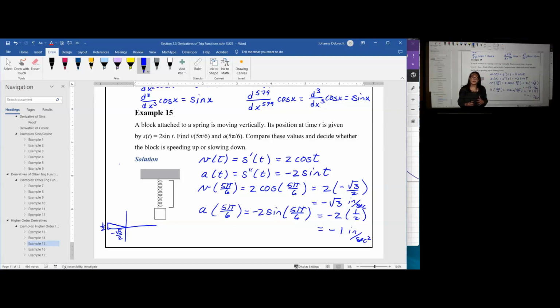Since both the velocity and the acceleration are negative, what does that tell you about the particle? Is it speeding up or is it slowing down? Because they're both negative, the combination of signs is a positive, so in fact, it is speeding up.